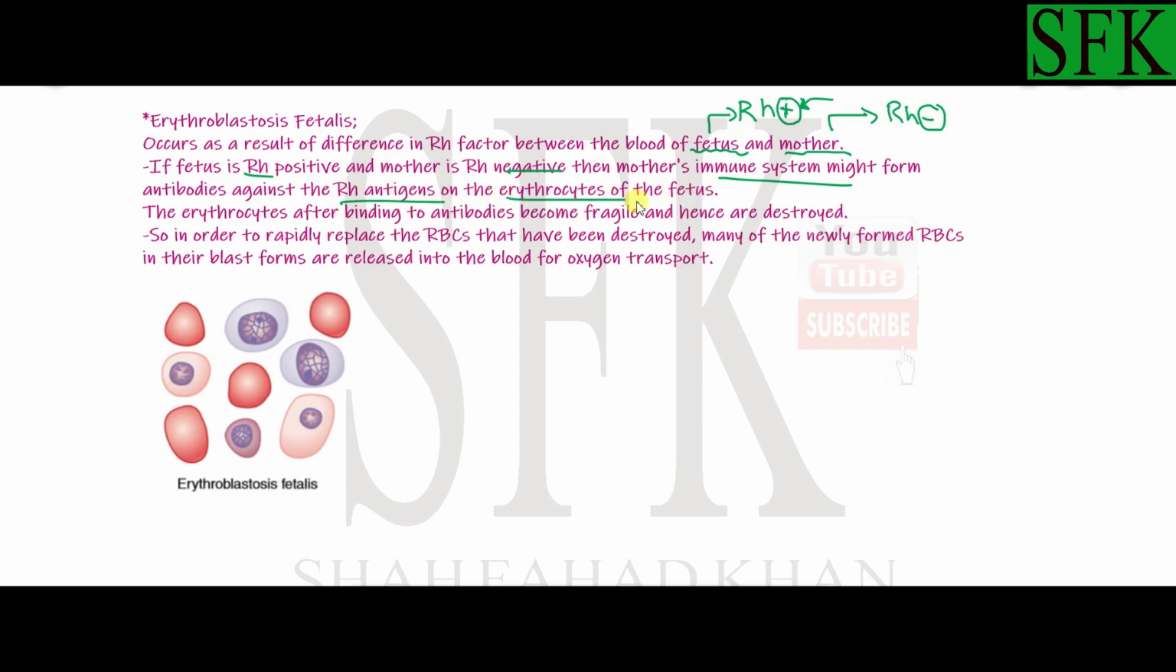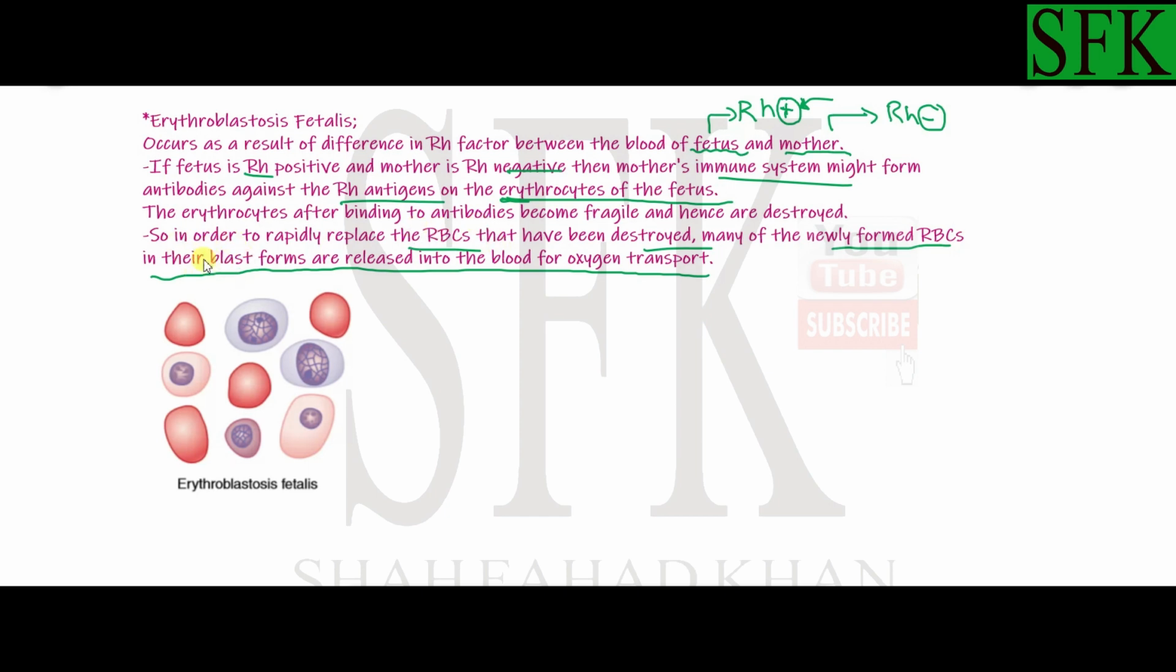Rh antigens are present on the erythrocytes of the fetus, and these antibodies start binding to the fetal erythrocytes, which makes them quite delicate, and hence eventually leads to the hemolysis of fetal erythrocytes. So again, this is a type of hemolytic anemia as well. After binding, they become fragile and are destroyed. So in order to rapidly replace the RBCs that have been destroyed, many of the newly formed red blood cells in the blast forms are released into the blood for oxygen transport.